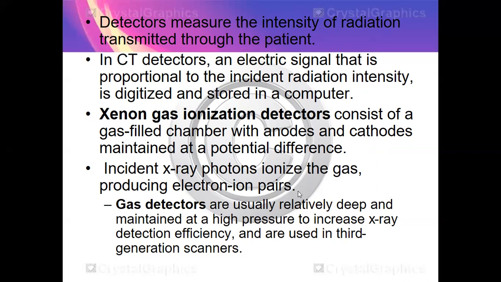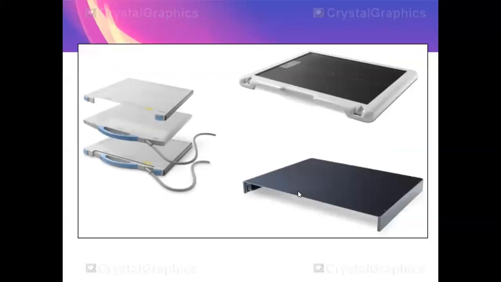The most common detector is xenon gas ionization detectors, consisting of a gas-filled chamber with anodes and cathodes which are maintained at a potential difference. So when we say potential difference, it is the other term for voltage. So voltage na siya actually. So gas detectors are usually relatively deep and maintained at a high pressure to increase X-ray detection efficiency and are used in third-gen scanners. So these are examples of xenon gas ionization detectors.